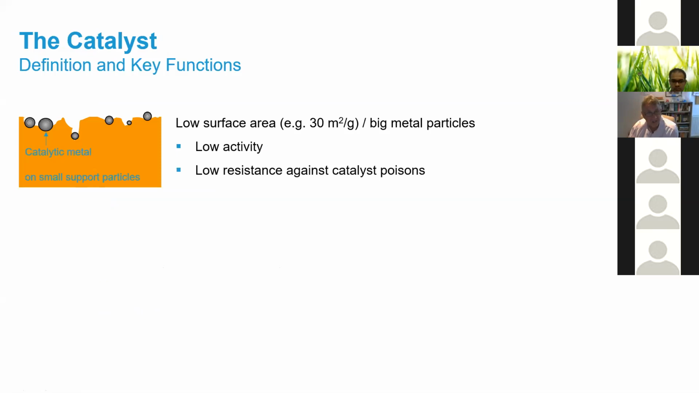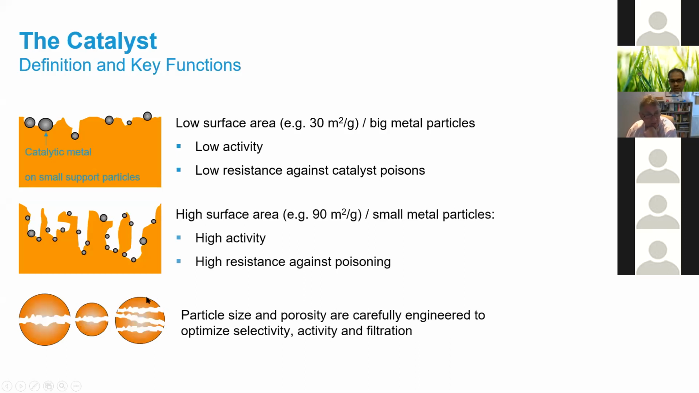So in a low surface area catalyst, again, a rather simplistic diagram, but I think it shows you quite well that in this case, we've got 30 square meters per gram, large metal particles, and this would have pretty low resistance against catalyst poisons. So what we're looking for is something like this, where we have a much higher metal area, which hopefully is going to give us much better activity and again, better resistance against poisoning, which will reduce that lag period during our hydrogenation process so that we can go straight on with our reaction.